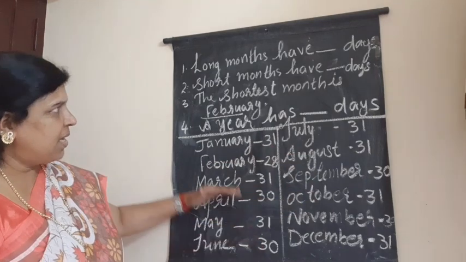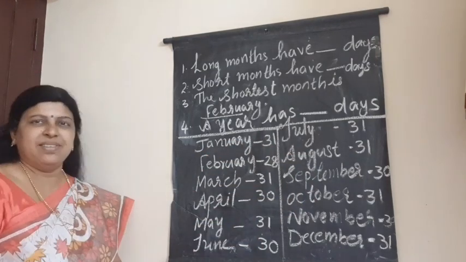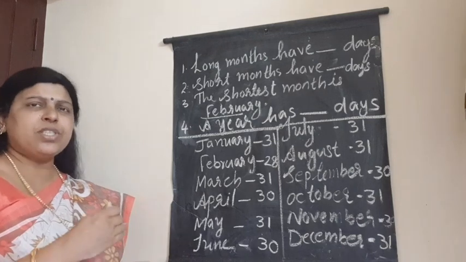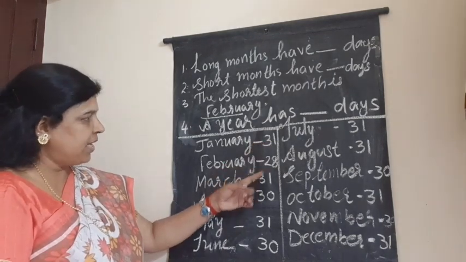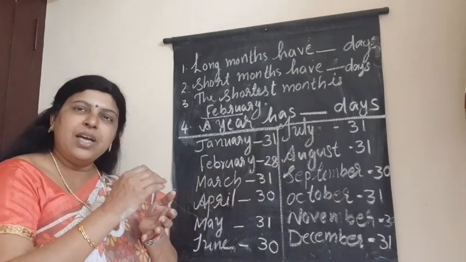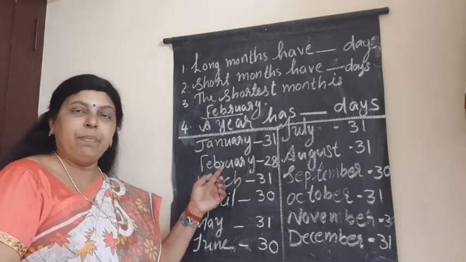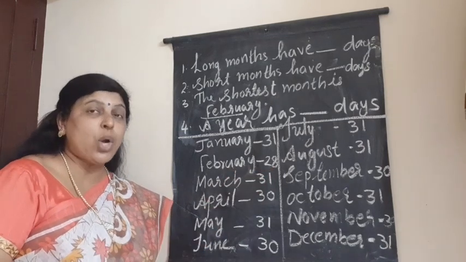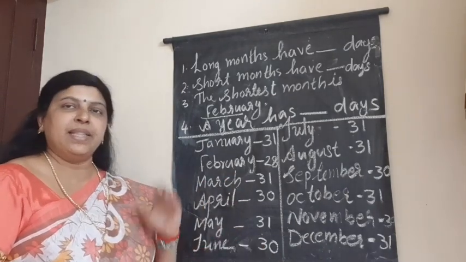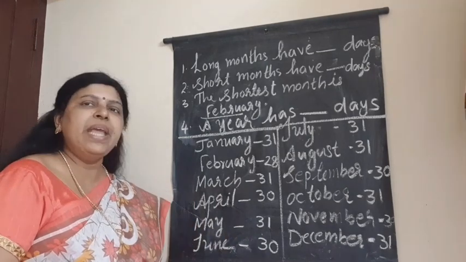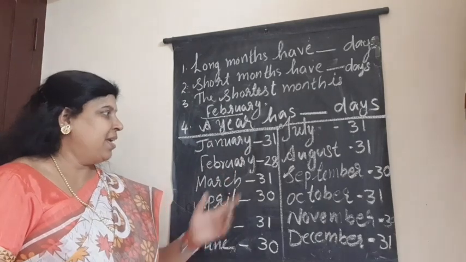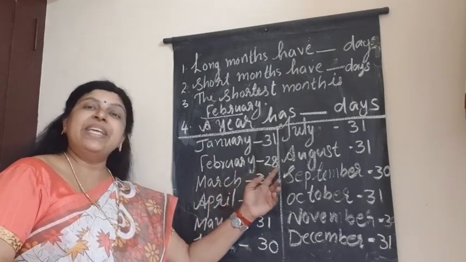And which is the shortest month? Which month has very few days? Here, 31, 28, 31, 30. Here, 28 is short in number. That is February. February has 28 days. So, which is the shortest month? Yes, February is the shortest month, because all other months have 30 or 31 days. Only February has 28 days. So, February is different.